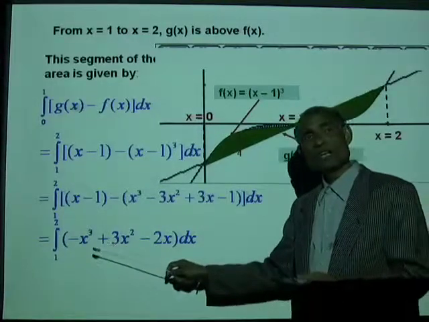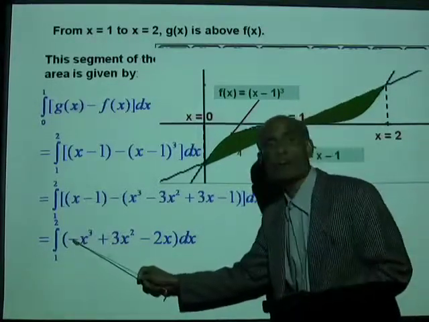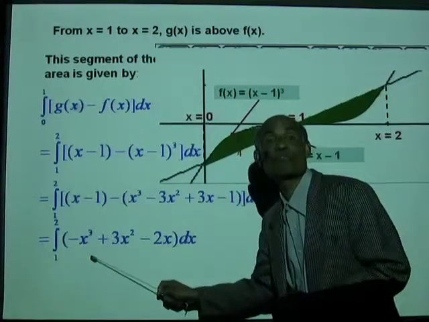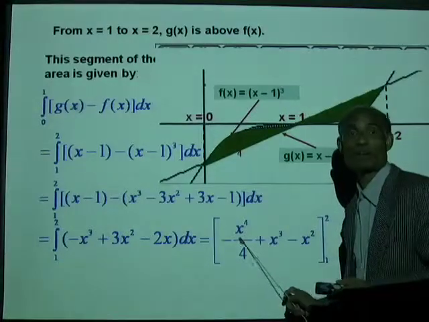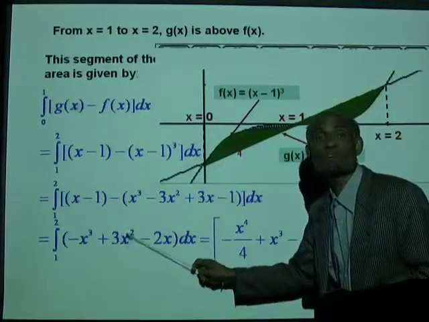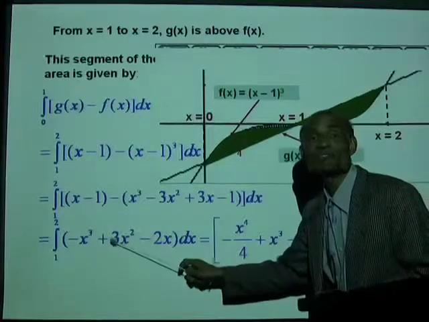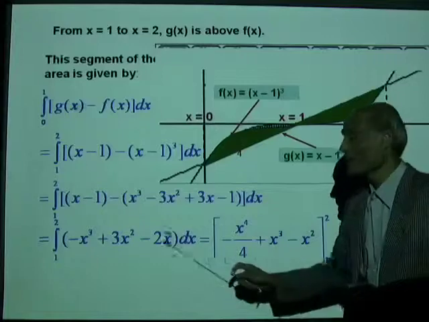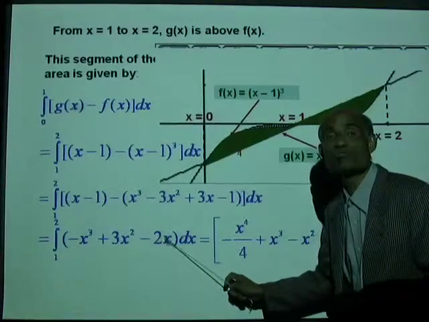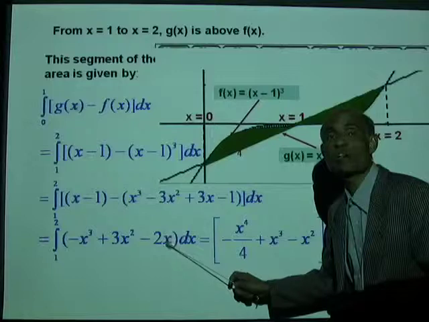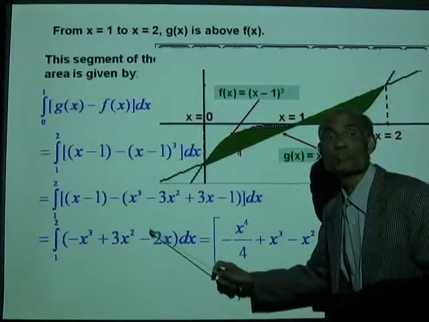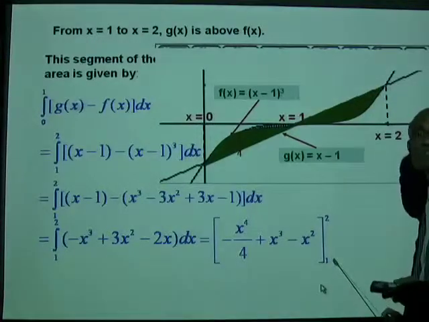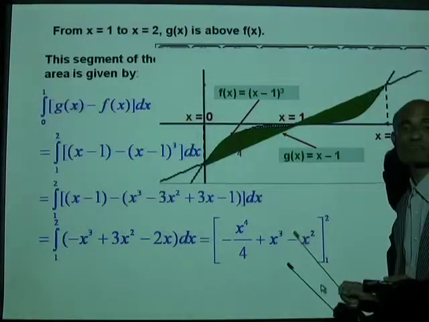Alright, now let's integrate this. Integral of negative x cubed is negative x to the power of 4 over 4. There you are. Integral of 3x squared with respect to x is 3x cubed over 3, which is plus x cubed. Integral of minus 2x is minus 2 times x squared over 2. 2 and 2 cancels, giving you minus x squared. And the lower limit is 1, the upper limit is 2.